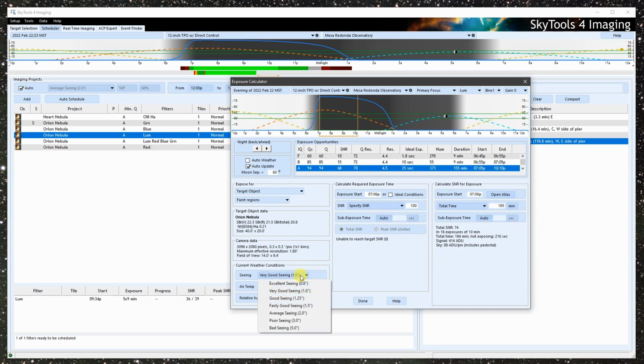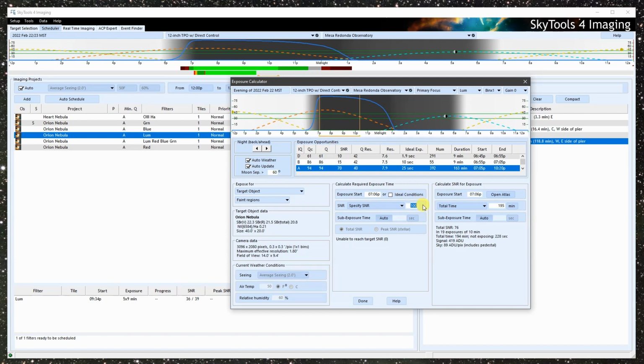So what about the seeing? Let's set it to excellent seeing and see what it does. It really didn't change. We put it at very bad seeing, didn't make it much of a difference. Now, if you were targeting a planet or a very small high surface brightness planetary nebula and you wanted to see details, then the seeing is actually going to make a big difference up here.